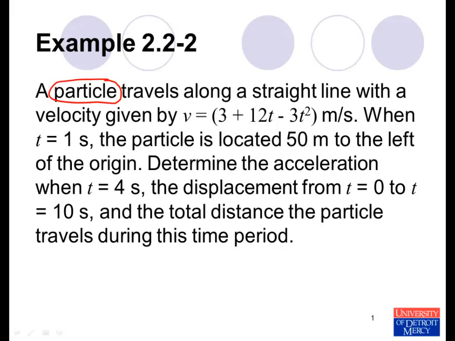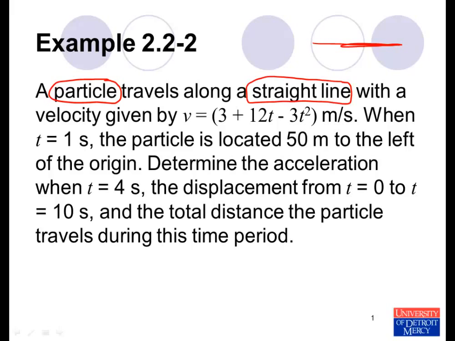The other thing to note is that we're moving along a straight line. So we're just moving back and forth along a line. We're moving in one dimension, and this is called rectilinear motion. Again, this is the simplest type of motion we can have.